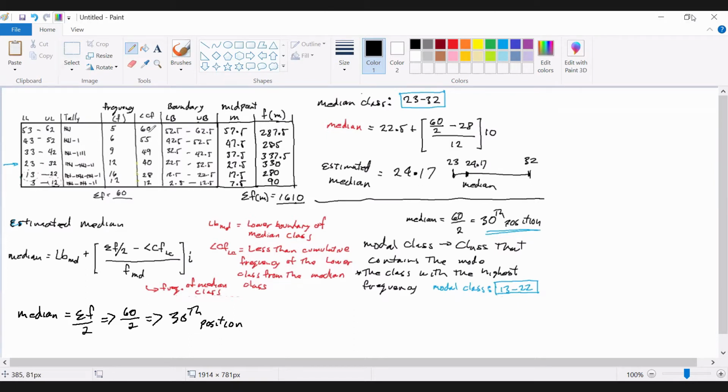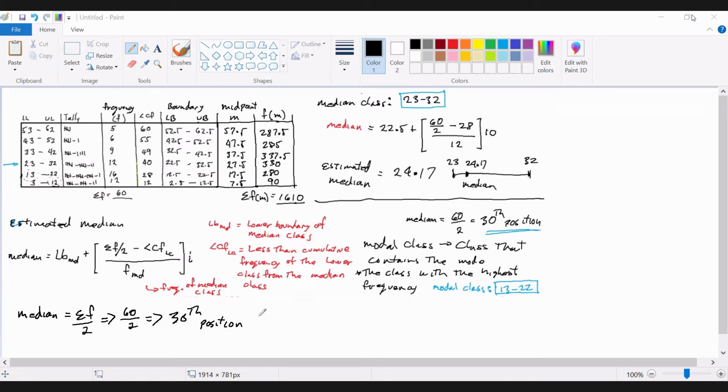If you still don't know how to use the cumulative frequency, that means the first 1 until 12 data entry belongs to the first class. 13 until 28 data entry belongs to the second class. And 29 until the 40th data entry belongs to the third class, which means the 30th data entry is now found here from 29 to 40. Understood?